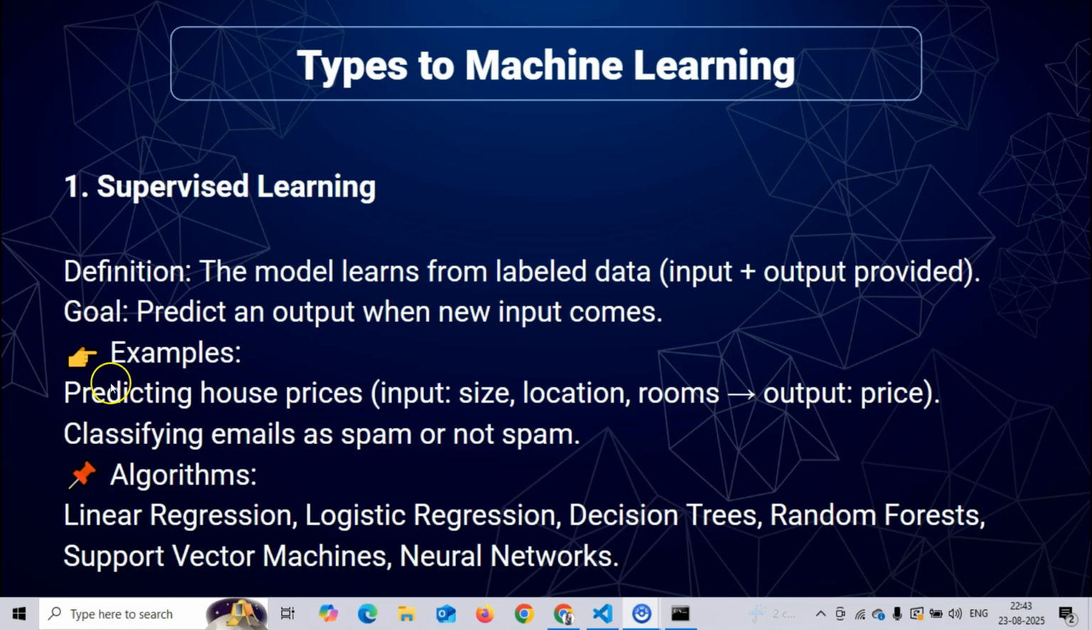Similarly, you can also have the example of house pricing, based on size, location, and rooms. We provide so many samples to a machine with a price attached, and now the machine is going to identify the price of a house based on the size and location that you provide in future, which is a new input. For supervised learning, we have multiple algorithms: linear regression, logistic regression, decision trees, random forest, support vector machine, and neural network.